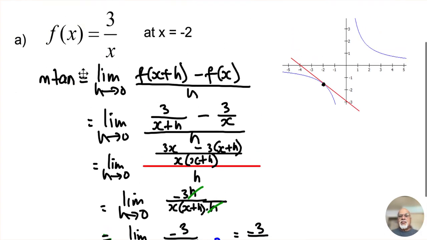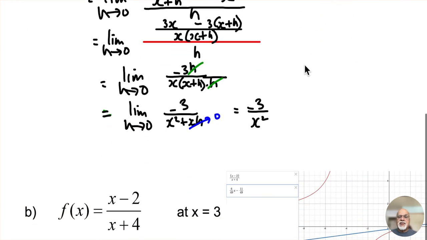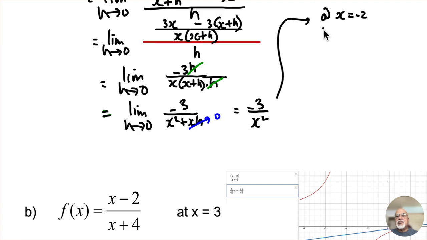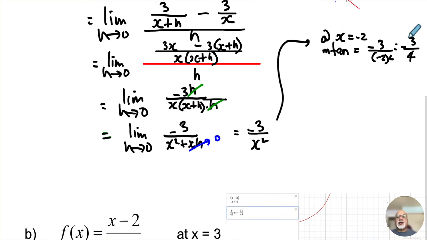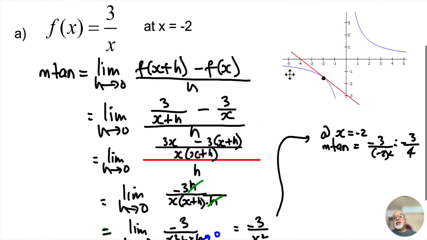Now, we're supposed to be calculating the slope of the tangent at x equal to -2. At x equal to -2, the slope of the tangent would be equal to -3 divided by -2 squared, which is -3/4. Makes sense looking at that picture that the slope would have turned out negative, which it has.